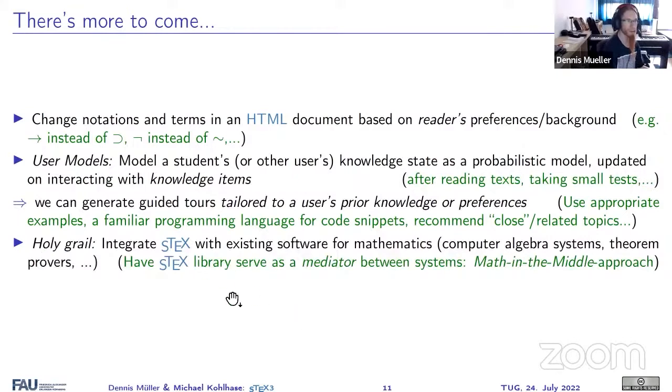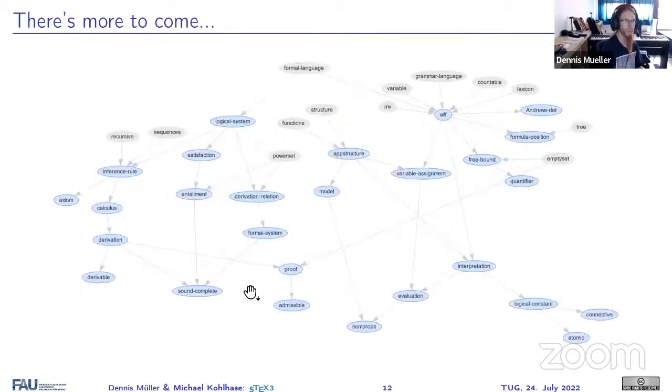And ultimately, of course, the holy grail would be to fully integrate sTeX with existing software for mathematics, such as computer algebra systems and theorem provers. This will require quite a lot of research, but it's not as far out there as you might think. Basically, my PhD thesis was about how we can do these kinds of integration things in general. And now we basically just have to do that properly and with sTeX. Yeah, and that brings me to my end. So here's one final theory graph from the area of formal logic, which is nice to look at. Thank you very much.